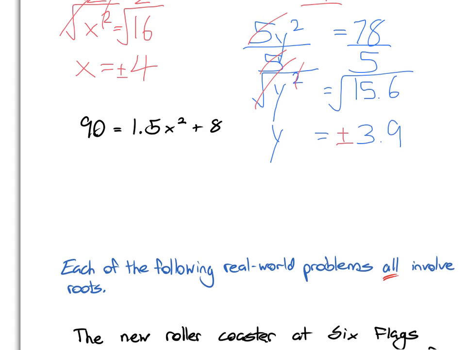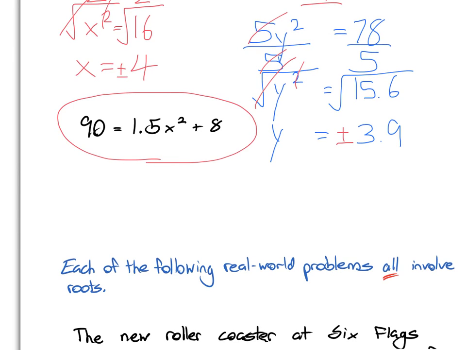I want you, on your own, to solve 90 is equal to 1.5x squared plus 8. Try that one on your own. Fill it in right here. I will be checking your response. We will start class by going over this one along with your probability and odds test, which will be returned to you next class. Your results can be seen on Canvas, of course. Many of you, I'm sure, have seen it. And we'll go over the test, and we'll go over this one next class.